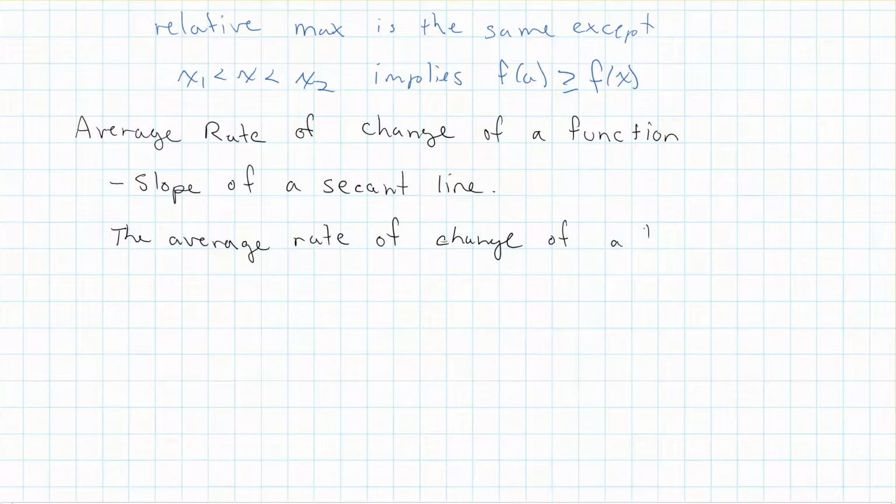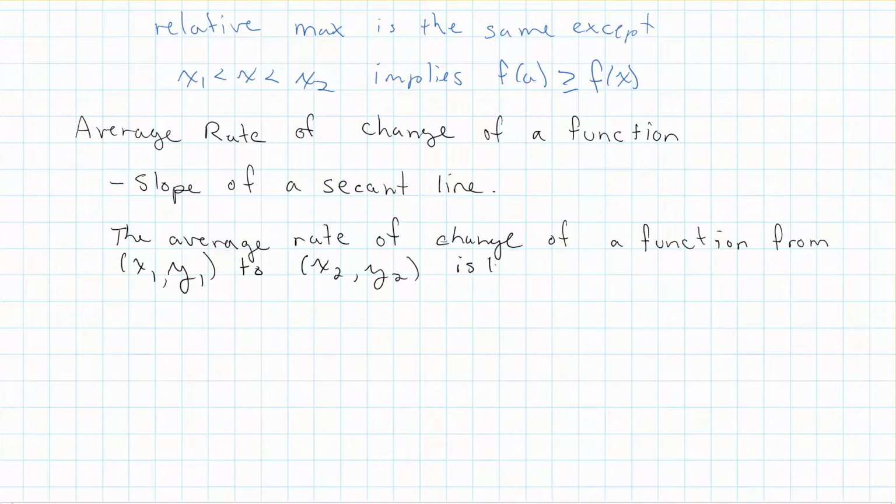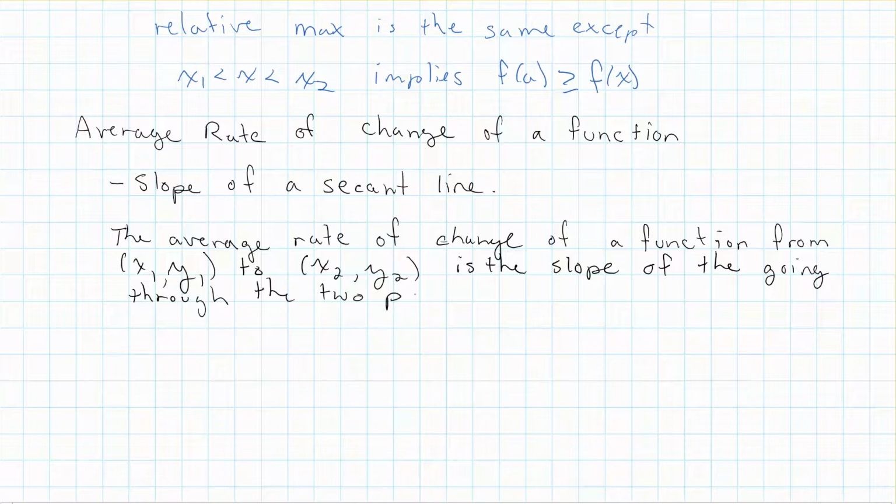of a function from x1, y1 to x2, y2 is the slope of the line going through the 2 points. And that line just has a fancy name when you're talking about a function. It's called a secant line.